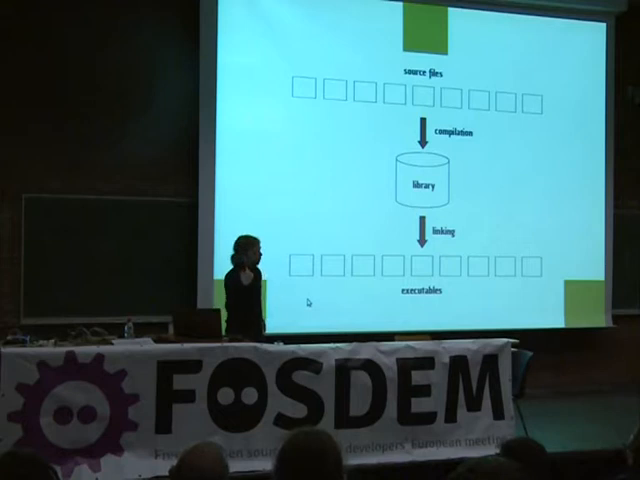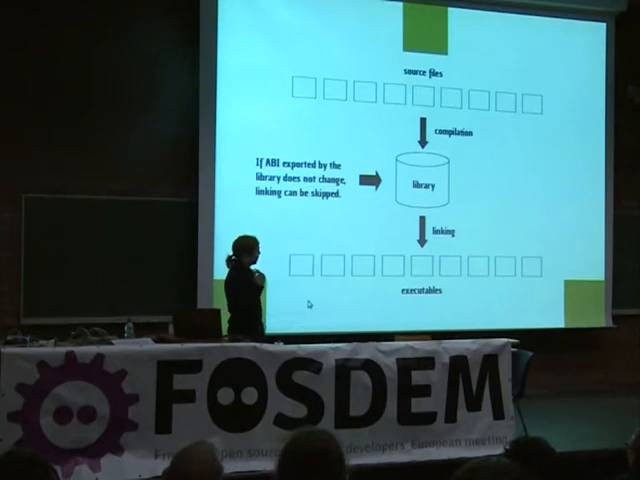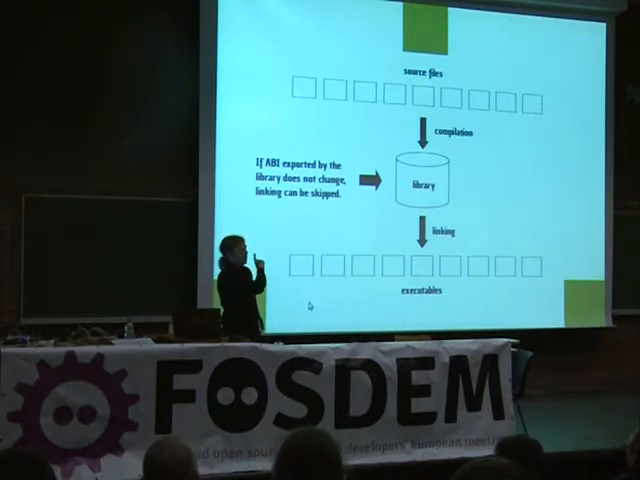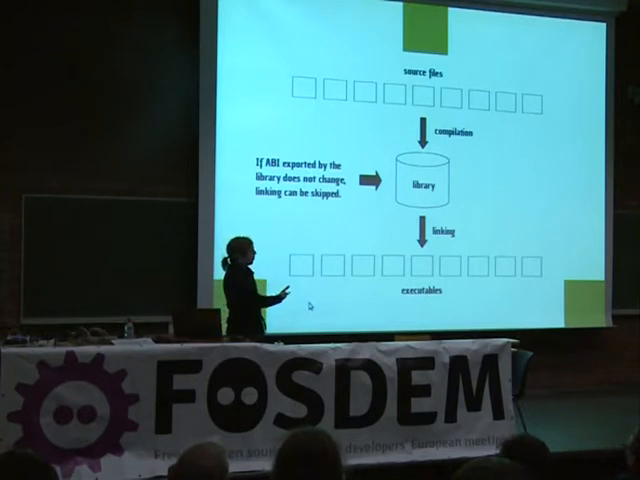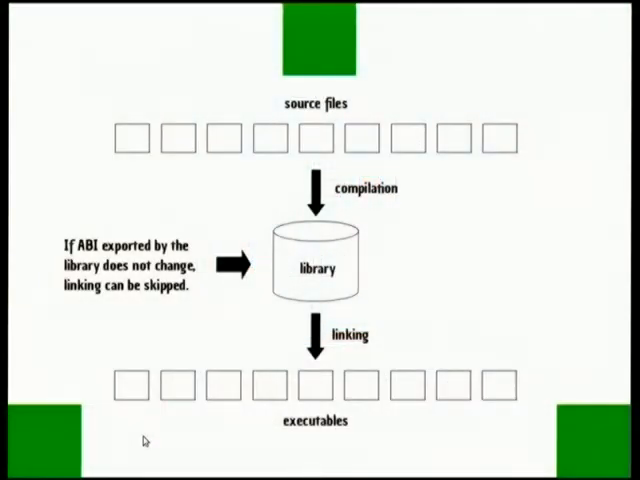Well, the thing is that when you should relink, it doesn't depend on the timestamp of the library. It doesn't even depend on the contents of the library. What it depends on is whether the symbols exported by the shared library actually change. And if they don't change, then you don't have to relink. This is what Meson does: it takes the symbol list from every shared library, puts it in a separate place, and when you recompile, it checks whether they changed. If they didn't change, you can just skip all the link steps.